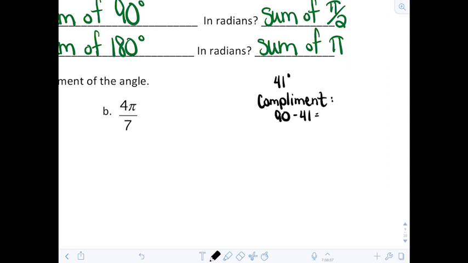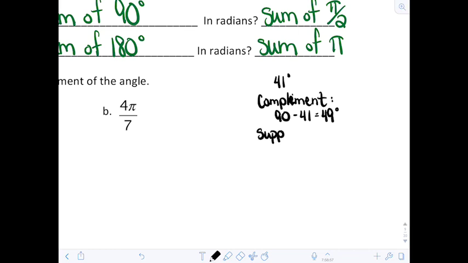Okay, sorry, I got distracted for a minute. So 90 minus 41 would give me 49. So the complement would be 49 degrees. If you wanted the complement, I'm sorry, I spelled that with an I.